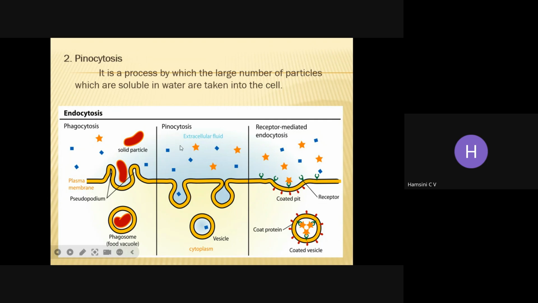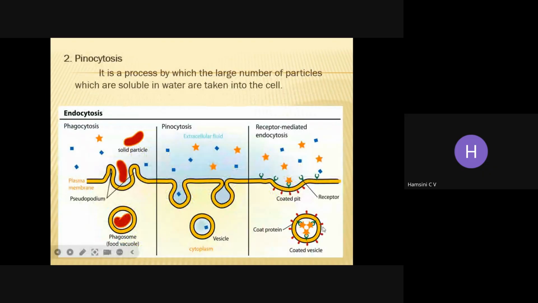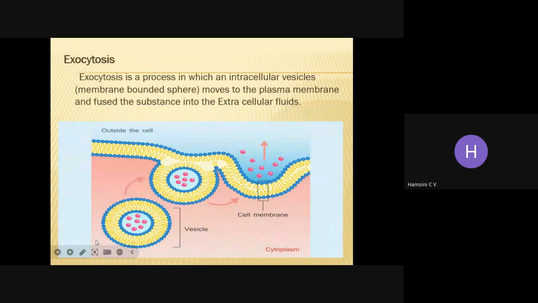Next, exocytosis. See, this is receptor mediated, which is not given. See, this is exocytosis. Can you see the vesicle membrane? This is resembling the plasma membrane. Why? Because it is formed by the plasma membrane only. Exocytosis is the process in which an intracellular vesicle, that is membrane-bounded spherical, moves to the plasma membrane and fuses to release the substance to the extracellular fluid. See here, I showed the same thing in the OneNote.